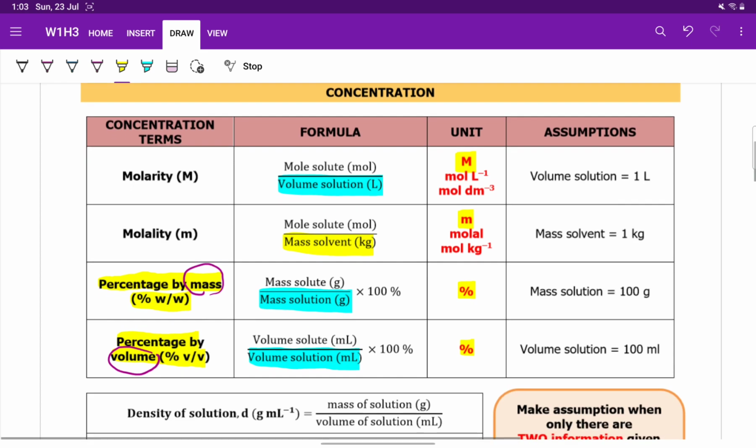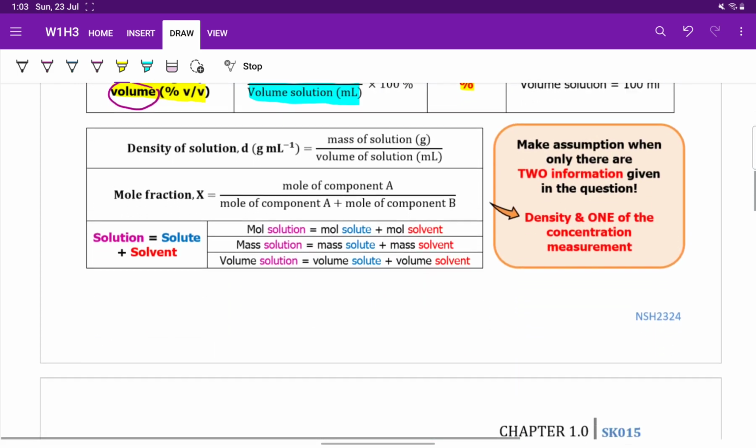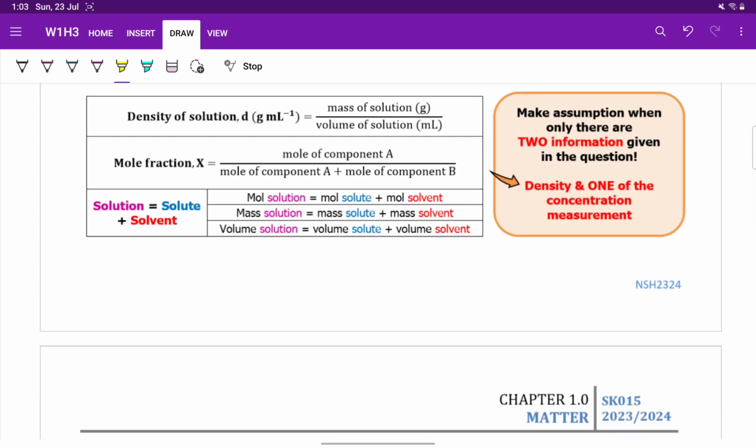Okay, now, yang seterusnya dekat sini, kita ada equation density of solution. Okay, so density of solution, simbol kita gunakan kat sini adalah D dan unit dia adalah gram per milliliter. Okay, yang mana the equation is mass of solution over volume of solution. So, for this one, please take note, density ni boleh berubah untuk solute dan juga boleh berubah untuk solvent. Apa maksud saya dekat sini?